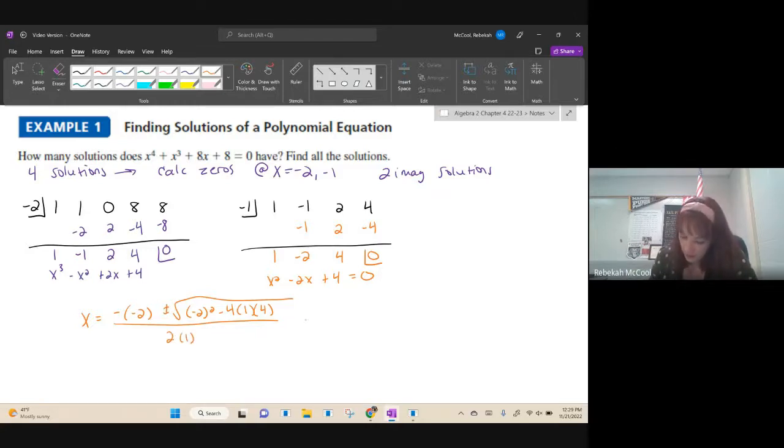So let's see, we're going to have a +2 plus or minus. Our discriminant, the stuff under the root: -2 squared is going to become 4. We're subtracting 4 times 1 times 4. So that's 16.